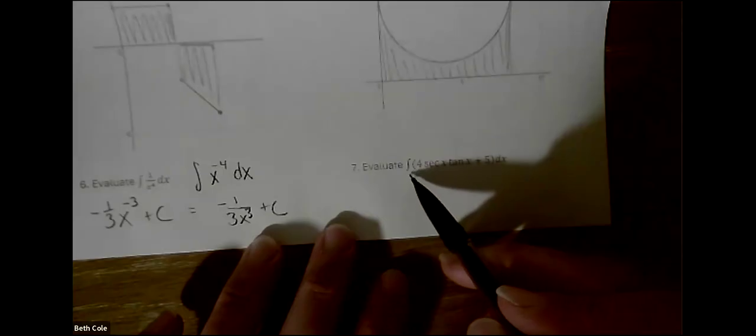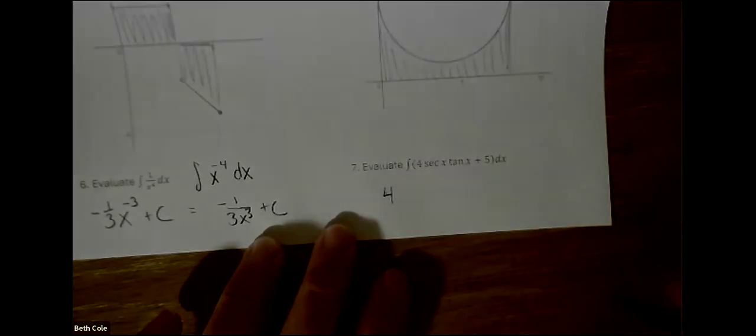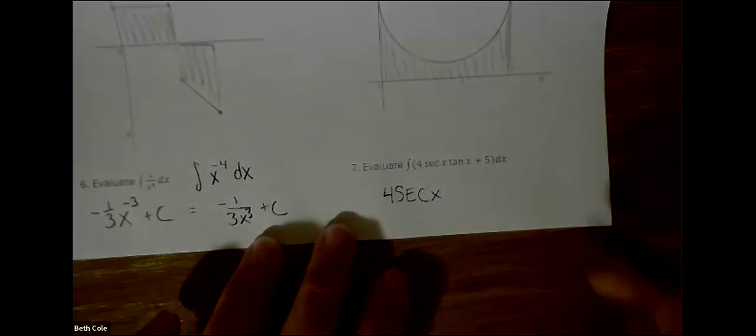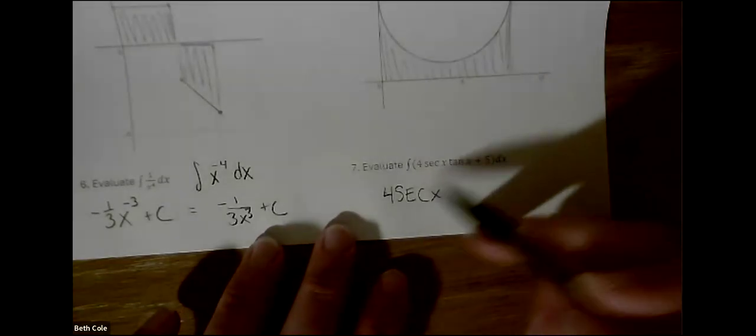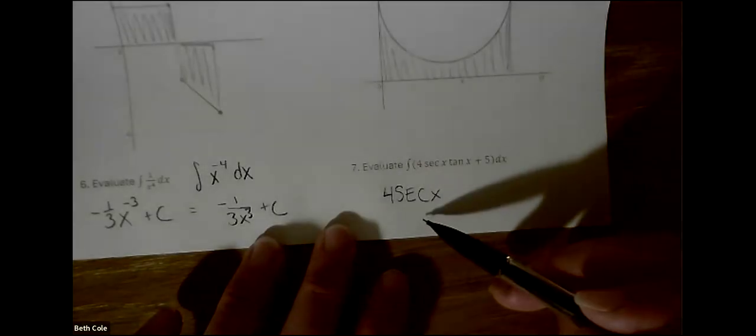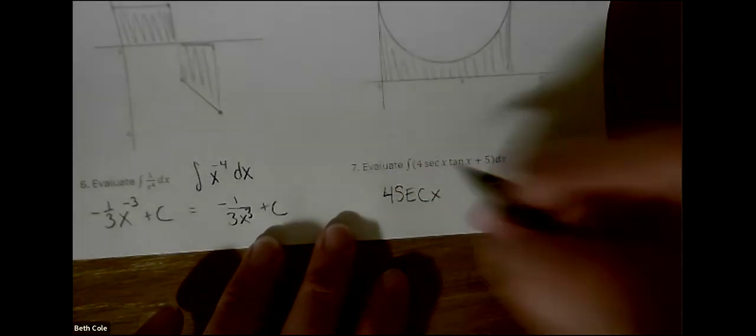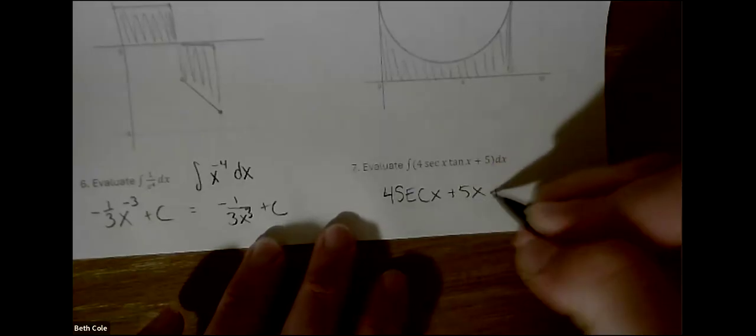All right, for this one, we have, again, an indefinite integral. We have 4 secant tangent. So you need to come up with a trig function that has a derivative that is secant tangent. The derivative of secant is secant tangent. So going backwards, the antiderivative, we get 4 secant x plus 5x, and then plus c.